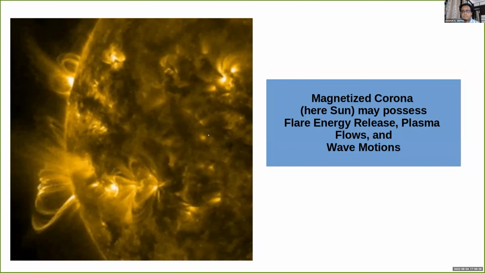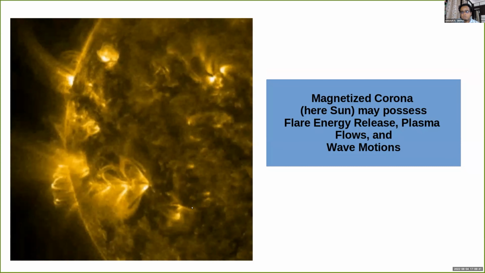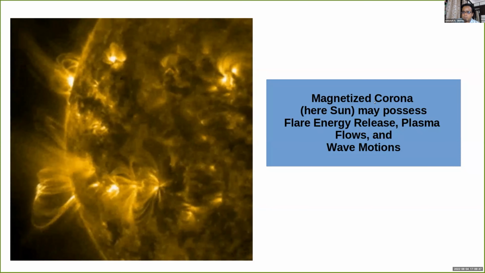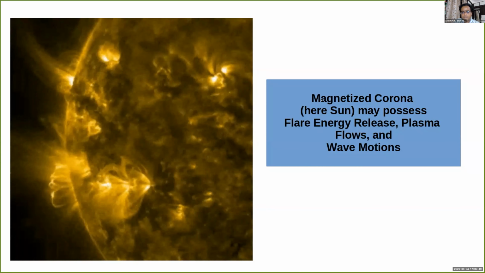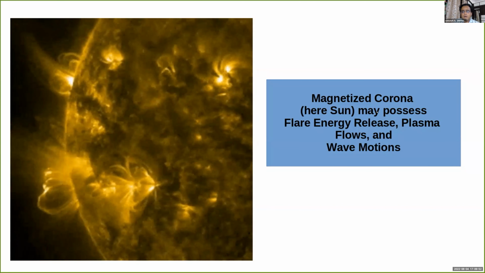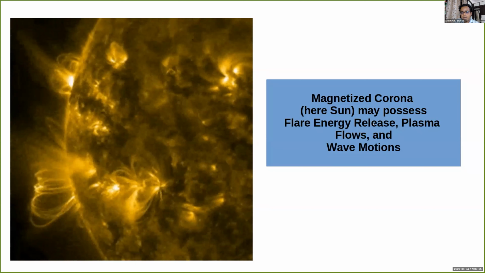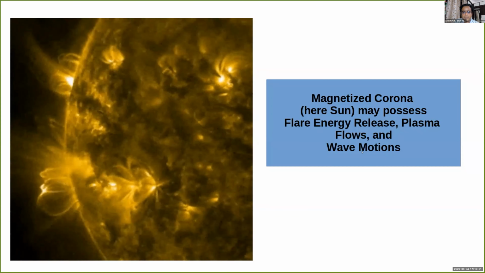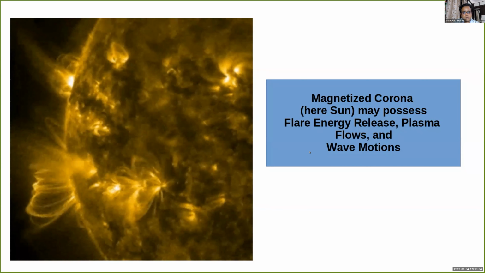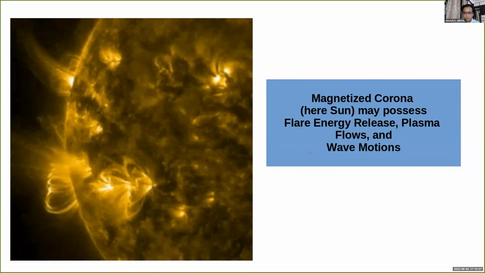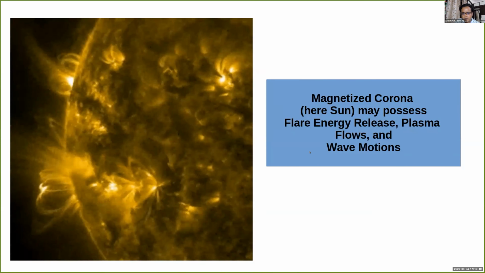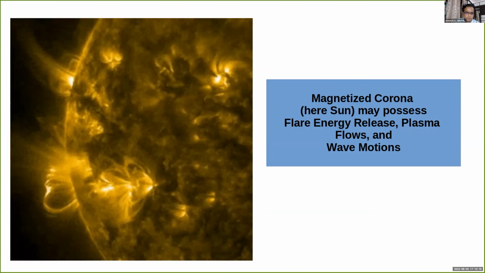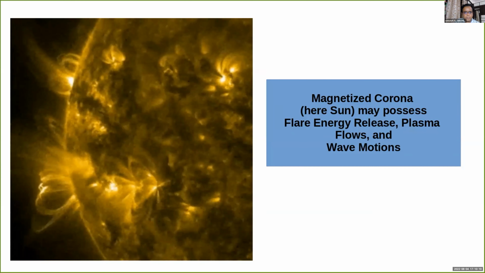Apart from these eruptive processes, like solar flares, coronal mass ejections or prominence eruptions, there are other processes that are inherent in the corona. For example, the magnetized corona may possess flare energy release, and apart from this, they can have plasma flows, they can form different loop structures, and they can be associated with different kinds of wave motions. So these are the peculiar things about the magnetized corona. These are the intrinsic, or you can say physical, behavior of the magnetized corona, where plasma and magnetic field are coupled with each other.